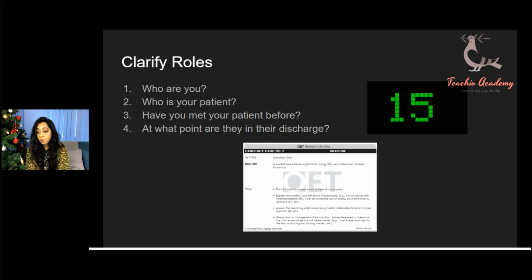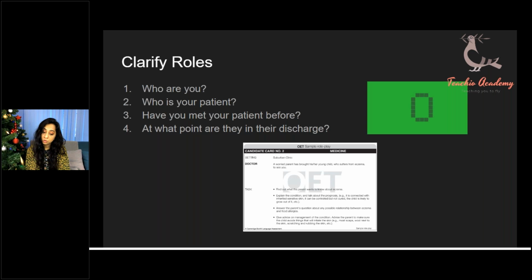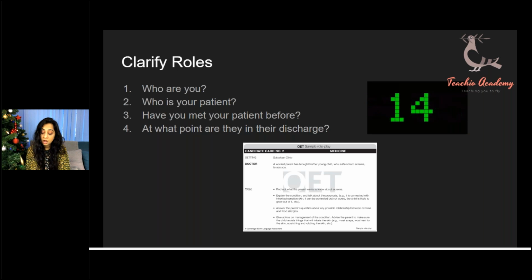Remember, your interlocutor can be a patient, a patient's relative, a patient's carer, and in some rare cases, it might be someone with another healthcare role. So you need to first know who you are. Are you someone in a clinic? Are you someone in a ward? Are you a senior doctor, a junior doctor? Are you a GP? Or if you're a nurse, what kind of a nurse are you?